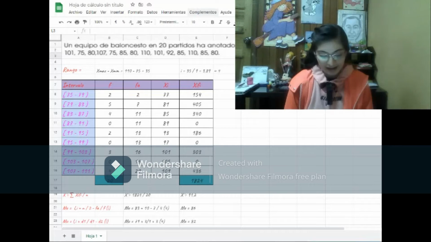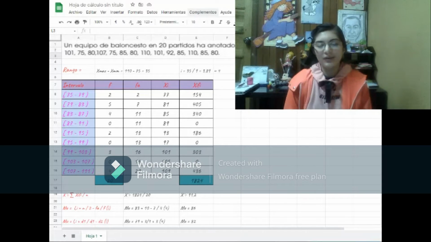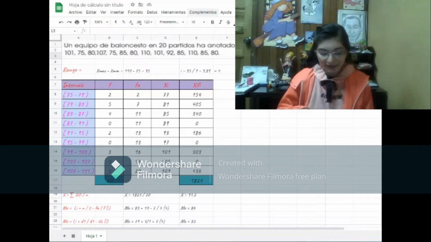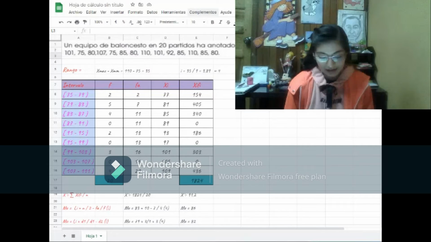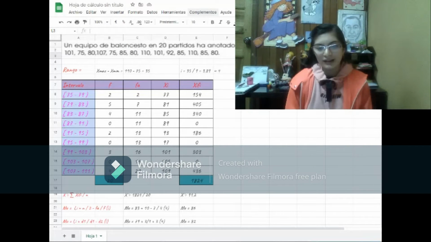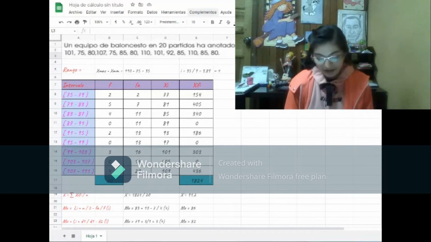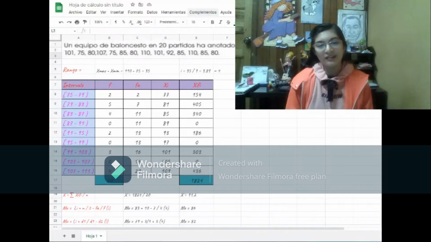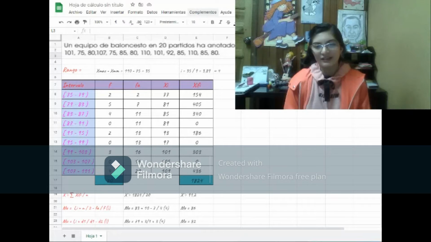and this is divided by m, that is the total number of scores, right? So for the arithmetic average, we have to divide 1080.24 by 20, and the result is going to be 91.2, and this is the arithmetic average of everything.